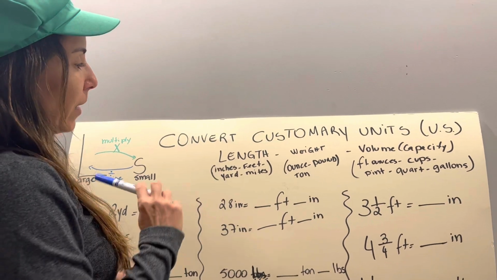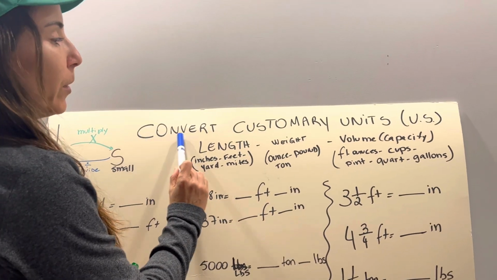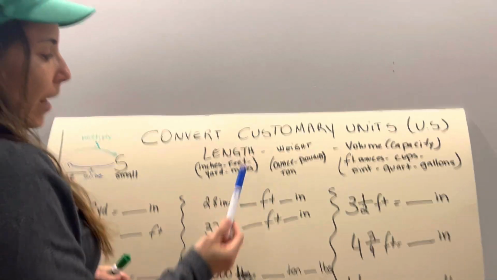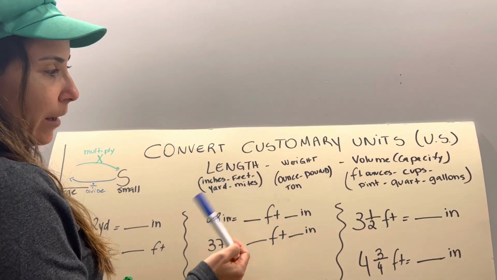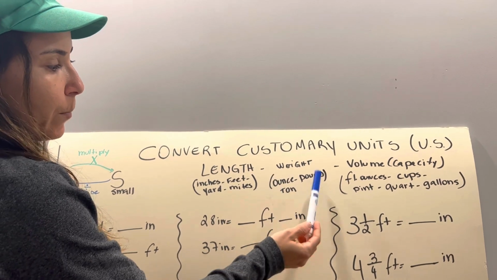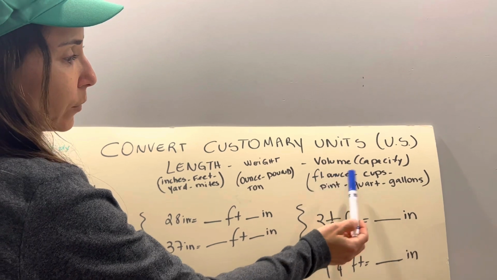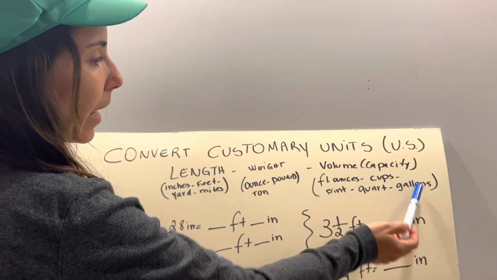This past lesson and the next two lessons, we're going to be converting customary units that are used in the US. As you already know, there's length, which is inch, feet, yard, and miles; weight, which is ounce, pound, and ton; and volume or capacity, which is fluid ounces, cups, pint, quart, and gallons.